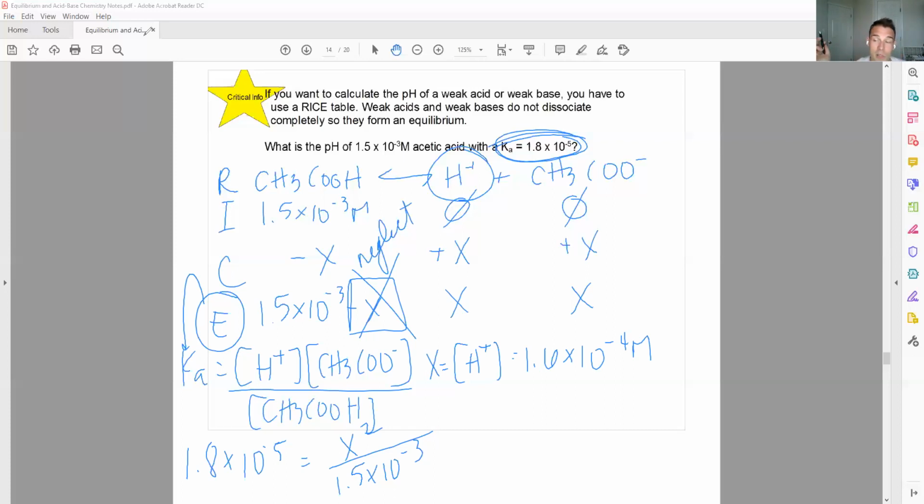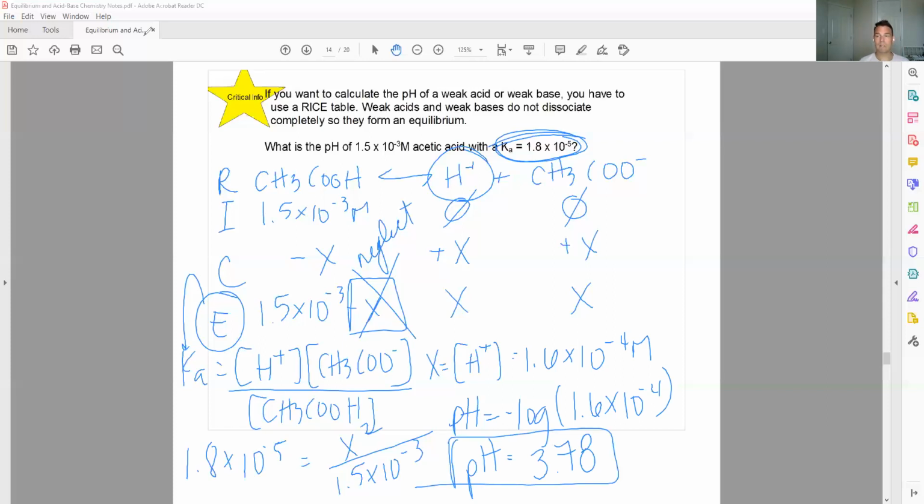Then I'm not finished yet because the answer to the question is: what is the pH? So now I just say pH is equal to the negative log of the H plus concentration, which was 1.6 times 10 to the negative 4. And so the answer to this question is going to be 3.78. Okay, not terrible. Make sure you can do that. If you have questions, please ask. Again, it's just a RICE table.